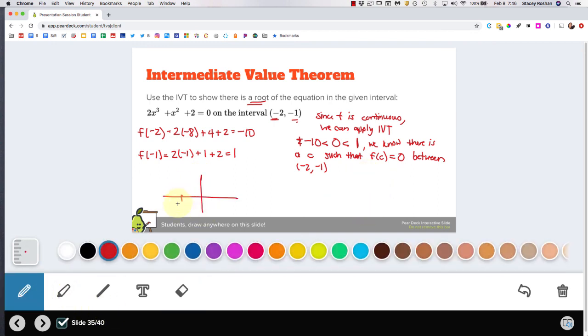You know f of -2 is -10, and you know that f of -1 is +1. So where does the root have to be? It has to strictly be between -2 and -1. And so that's really important for you to understand and know, that the root must be between -2 and -1.